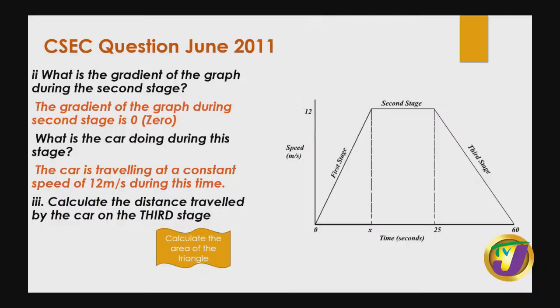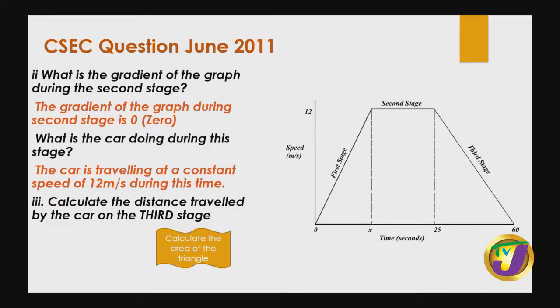Welcome back. Let's pick up where we left off when we went for the break. We were looking at calculating the distance traveled in the third stage. If we examine the diagram carefully, we can see that during the third stage of the journey, the geometric shape is a right angled triangle.